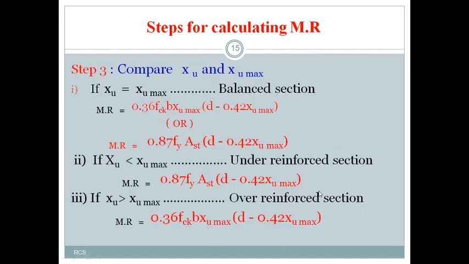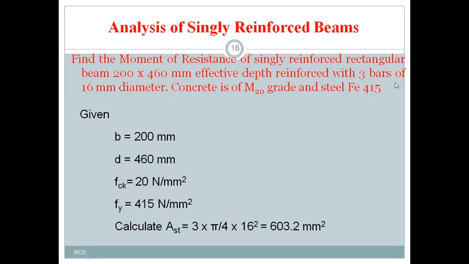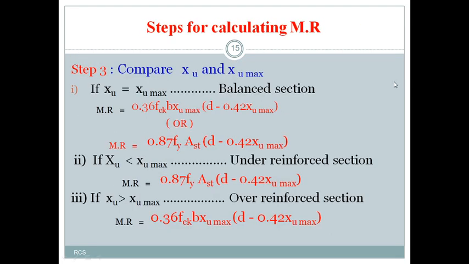The third step is that we have to compare XU and XU max. We have calculated the actual depth of neutral axis XU in the first step, and the maximum depth of neutral axis in the second step. Compare those and establish the relationship between them. If the actual depth of neutral axis is equal to the maximum depth of neutral axis, then we get a balanced section.